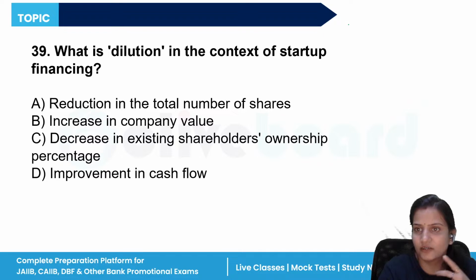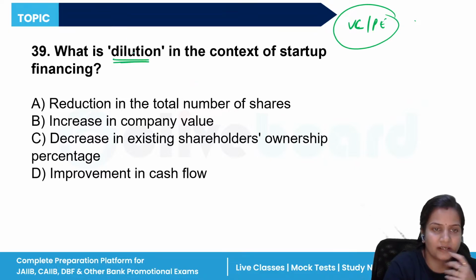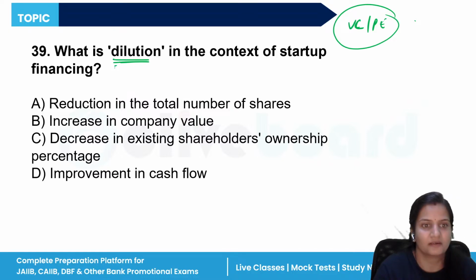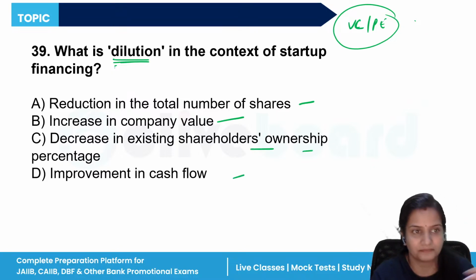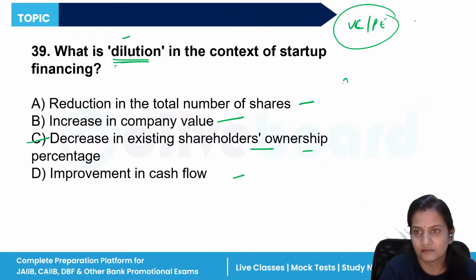Now, next question related to again venture capitalists and private equity. What is dilution? The meaning of dilution in the context of startup financing. Reduction in total number of shares, increase in the value of the company, decrease in existing shareholders' ownership percentage, or improvement in cash flow. Correct. Decrease in existing shareholders' ownership percentage. See, dilution means what?